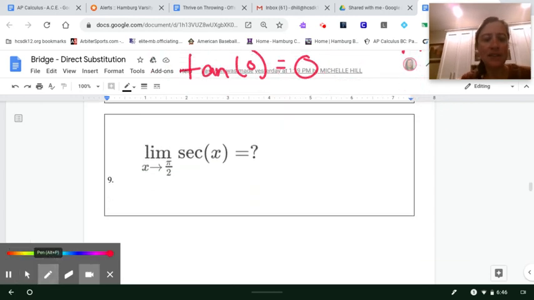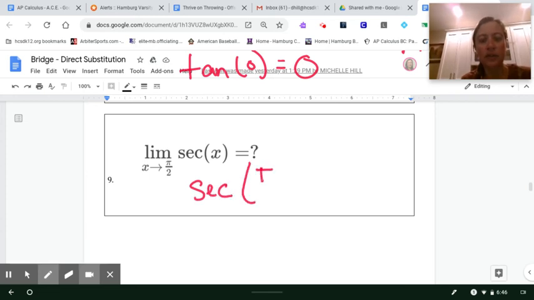All right, now we haven't seen secant in a while. So the secant of pi over 2. Now that's not one of our normal trig functions. That's one of the reciprocal trig functions. So we need to remember that secant actually came from cosine. So if you can get the cosine of pi over 2, then we can get the secant by just flipping it upside down because they're reciprocals of each other.